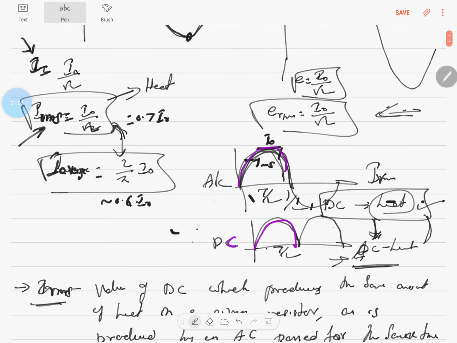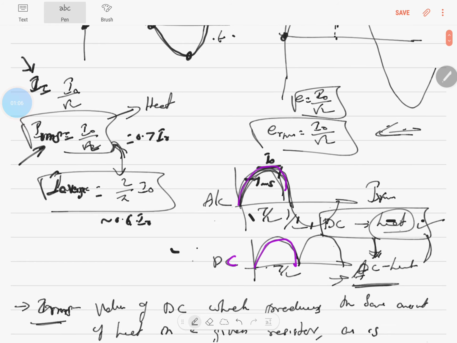Basically, because the current is continuously varying, we should be able to speak about the current in terms of either the peak value of current I0, the RMS value of current, which is the root mean square value, or the average value of current. If you see, I0 by root 2 is 0.7 times I0, and 2 by pi is approximately 0.6 times I0. So which is closer to the peak value? IRMS is greater, at 0.7.